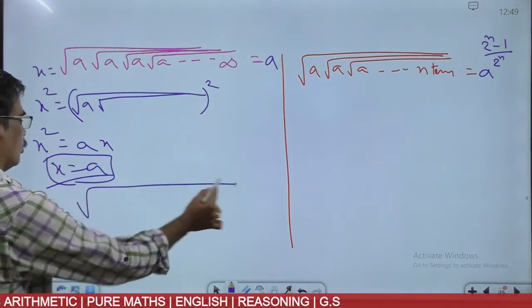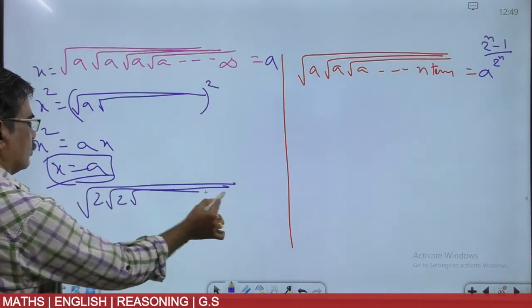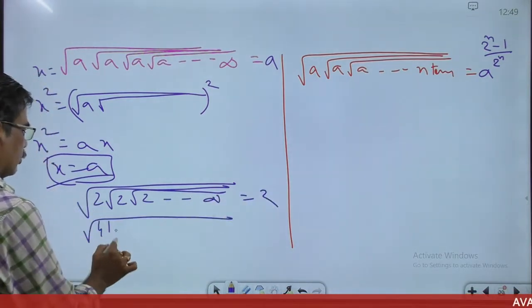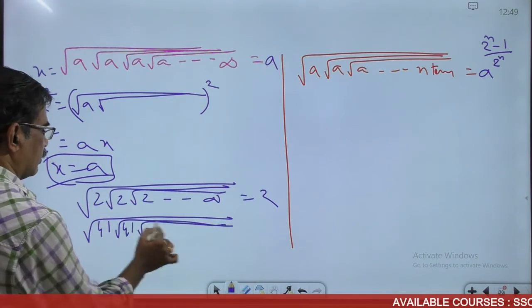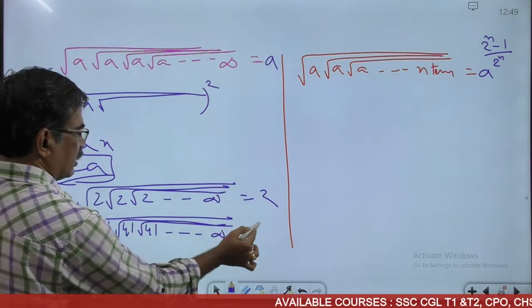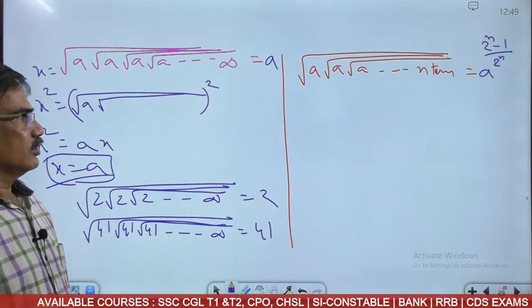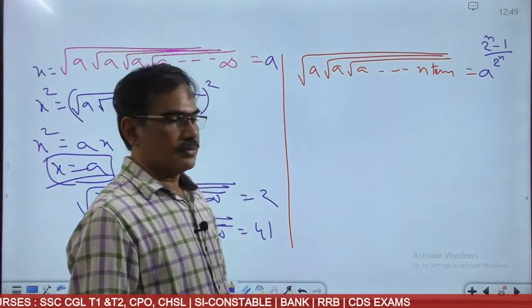Example. Root of 2, root of 2, root of 2, root of 2 up to infinity is given. The answer is 2. Root of 41, root of 41, root of 41, root of 41, root of 41 and so on up to infinity given. The answer is 41. Okay. Then how to get this one?